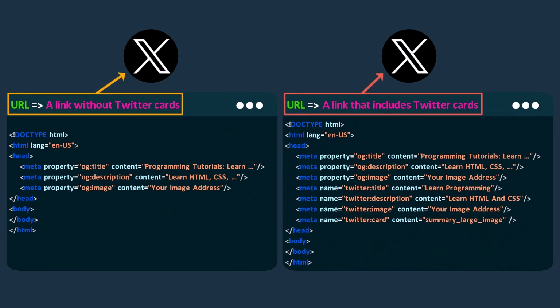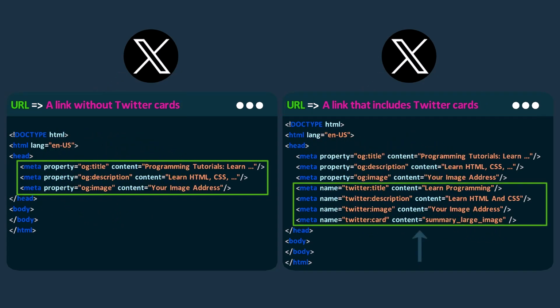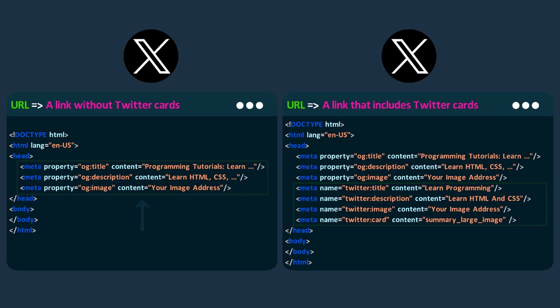As we mentioned, X has its own set of social media tags called Twitter cards. When we share a link on X, it looks for specific Twitter tags in the head element of that URL's page. If those tags exist, X crawlers use them. However, if those tags are not found, X falls back to using the OG tags. These Twitter tags come in handy when we want to specify different values for the title, description, and image of the shared link specifically on X.